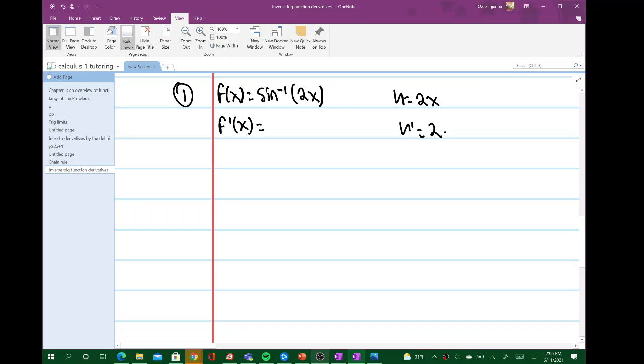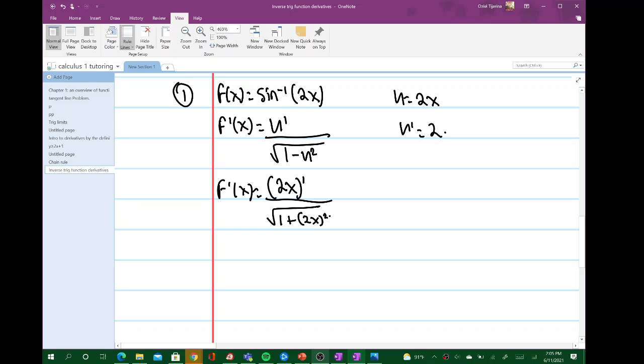The derivative of sine inverse is going to be u prime over the square root of 1 minus u squared. Now, we know u is 2x, and so we're going to say f prime of x is going to be the quantity 2x prime over the square root of 1 minus the quantity 2x squared.